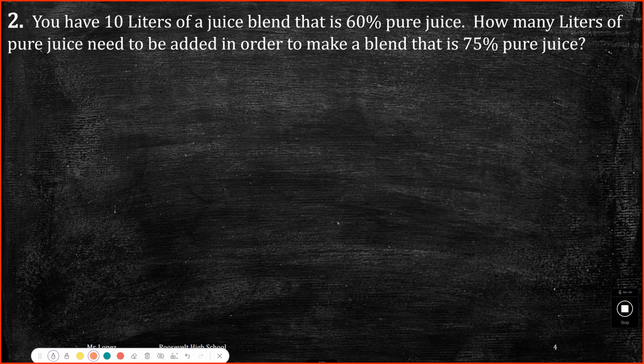Let's go to problem number 2. You have 10 liters of a juice blend that is 60% juice. You have 10 liters, 60% pure juice. How many liters of pure juice need to be added in order to make a blend that is 75% pure juice?